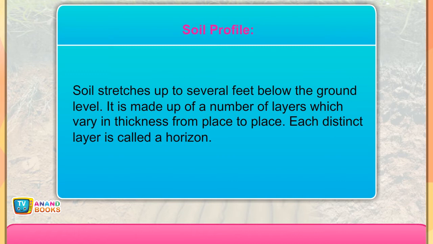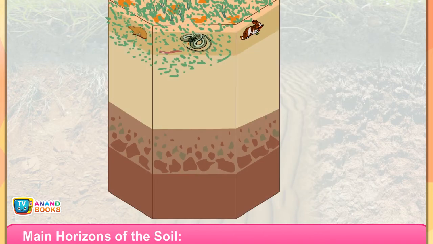Soil profile. Soil stretches up to several feet below the ground level. It is made up of a number of layers which vary in thickness from place to place. Each distinct layer is called a horizon. Main horizons of the soil.